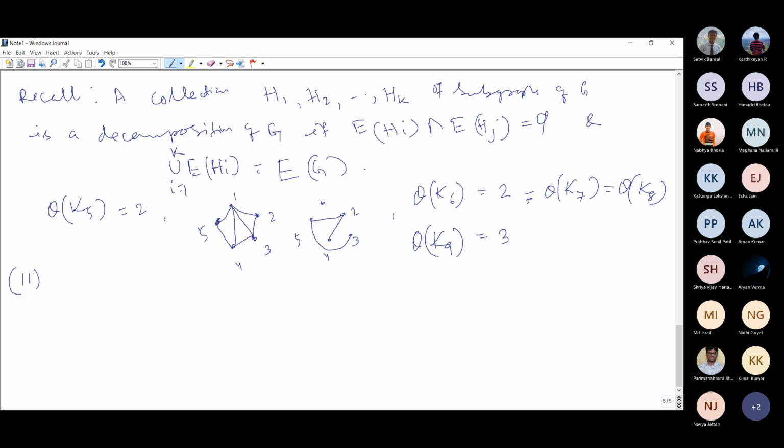And the last one: the thickness of a graph is greater than or equal to m divided by 3n minus 6, where m is the total number of edges. Why? Because in a planar graph on n vertices, the maximum number of edges is 3n minus 6. If you cross this, then it won't be planar. So m divided by this many edges is the minimum number of layers you can have.